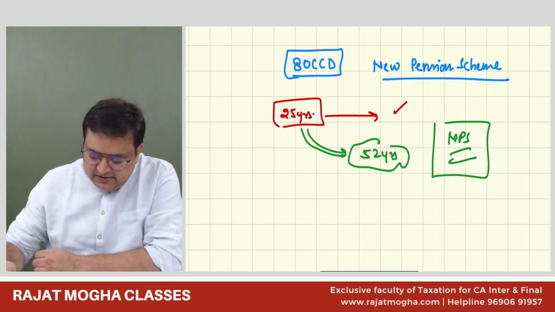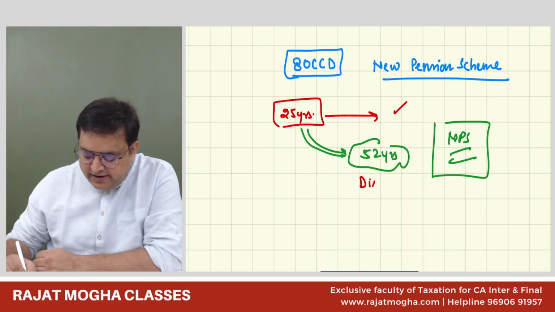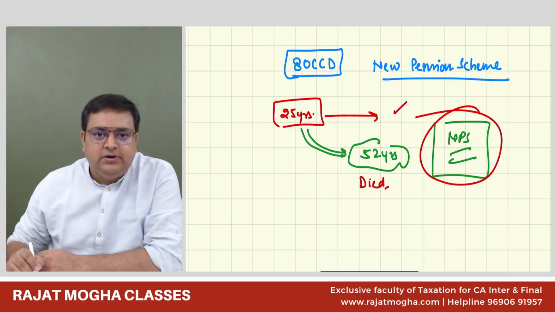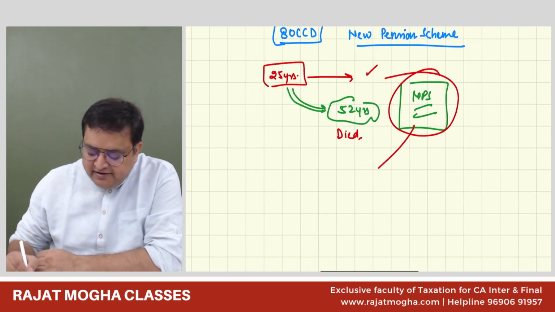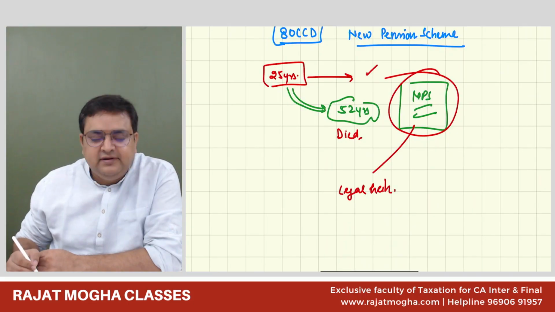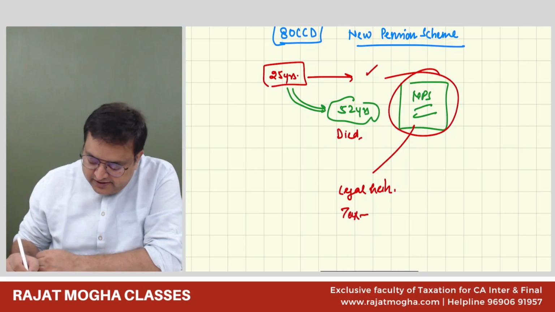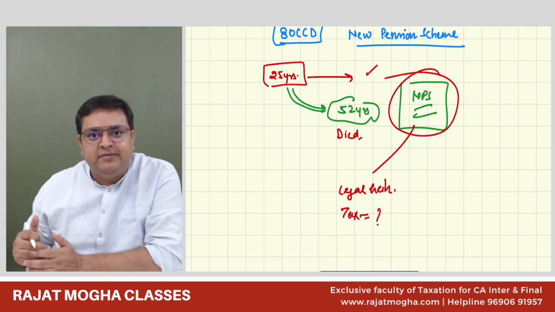But let's say, guys, this person died. He met with an accident and he died. So what will happen to this amount? Obviously, his legal heir will receive it. His legal heir will receive this money. So what is the taxability of that? When they will receive this lump sum money, what is the taxability?